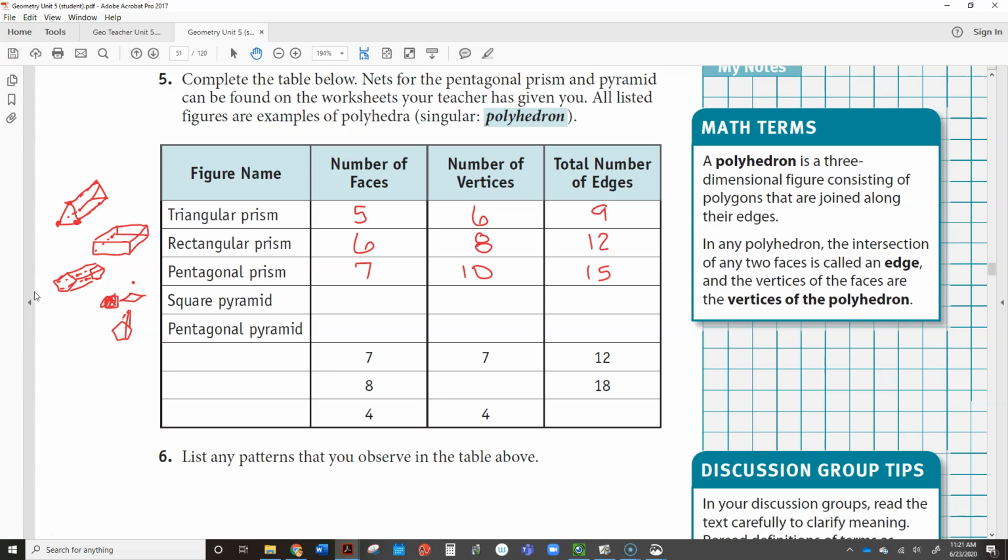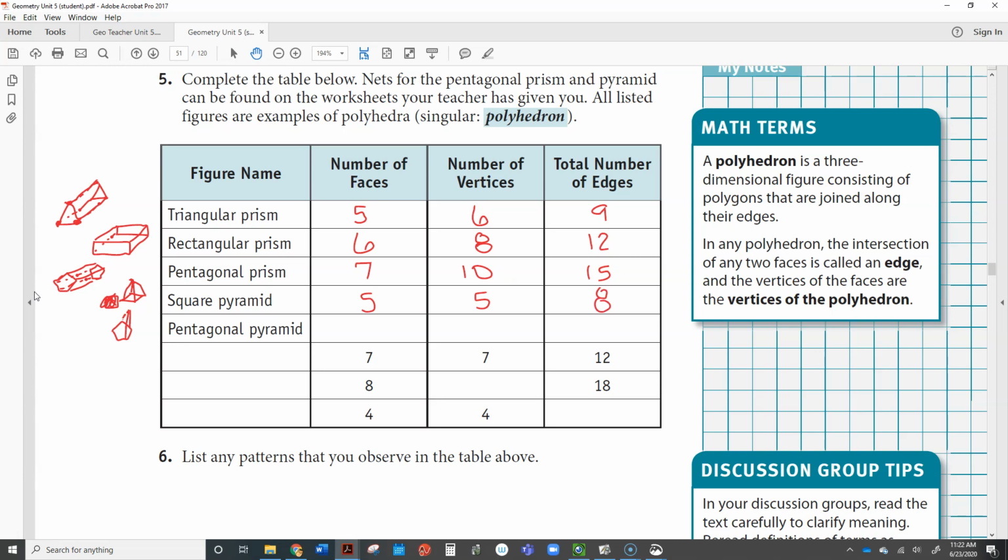A square pyramid. So a square, and the number of faces, so that's going to be the base, and then there's going to be 1 triangle, 2 triangles, 3 triangles, 4 triangles. So there's going to be a total of 5. The number of vertices, 1, 2, 3, 4, and then the 5th one at the top. The total number of edges, 1, 2, 3, 4, 5, 6, 7, 8.